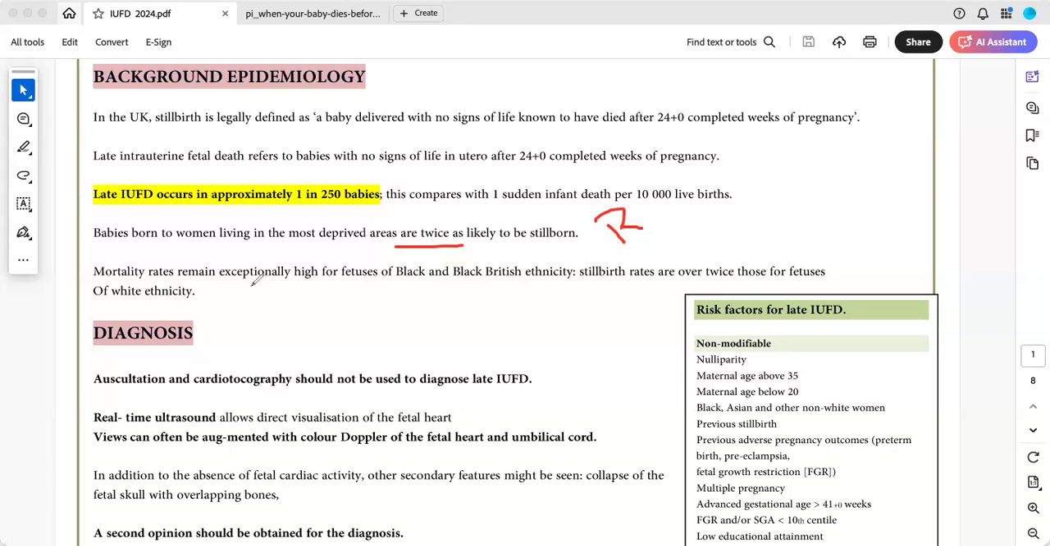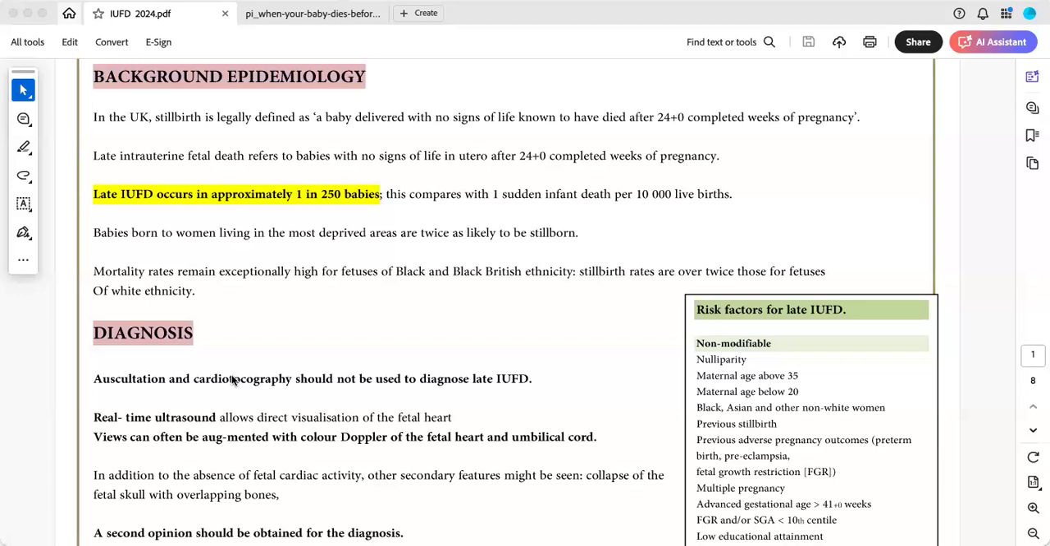Mortality rates remain exceptionally high for fetuses of minorities in the UK, unfortunately, Black and Black British ethnicity. Stillbirth rates are over twice those for fetuses of white ethnicity. Again, these are recall questions. It's the same information that appeared before in the NICE guideline on antenatal care, in the introduction, and in the maternal morbidity and mortality report. So it's an exam question also, so I assume it's important.